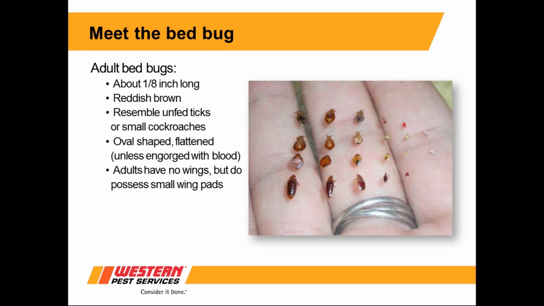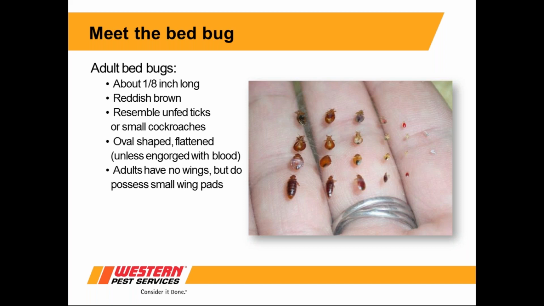As they go through their life cycle, that usually takes about a month to a month and a half in ideal conditions of 70 to 90 degrees. That's ideally where we keep our homes and our businesses and our hotels, all around that temperature. So they can go through their life cycle in that amount of time. That's one of the reasons why it's very important for us to realize that we've got bed bugs as soon as possible, because they go through this life cycle so quickly.